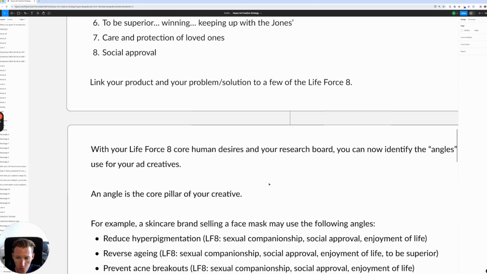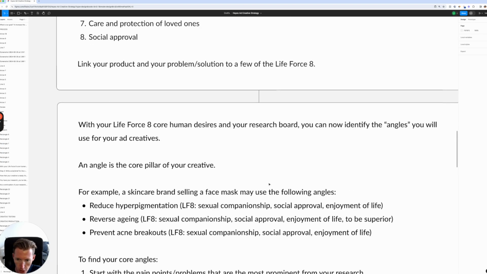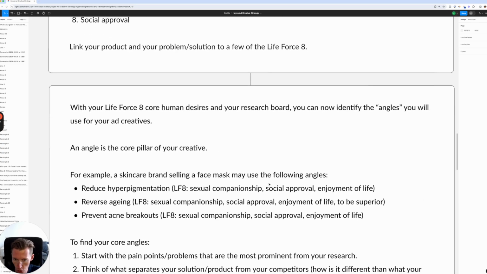So now that you have identified your life force 8 core human desires in your research board, now comes identifying the angles that you'll be using for your ad creatives. And what an angle is, is just the core pillar of your ad creative. Think of it as the overarching theme that you're going to use in your creative.